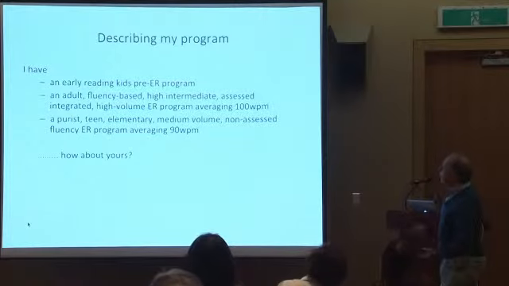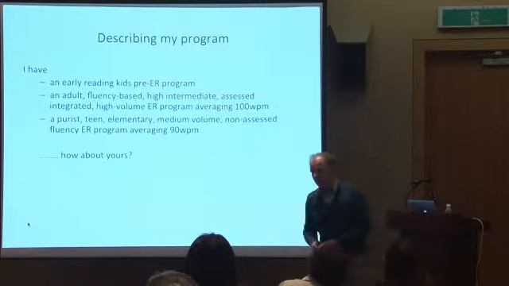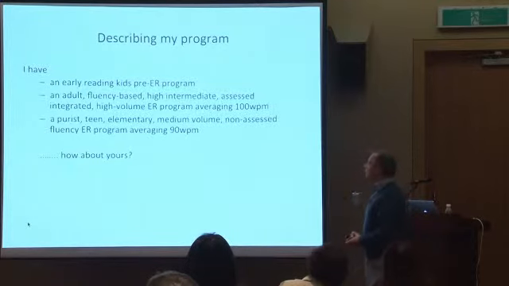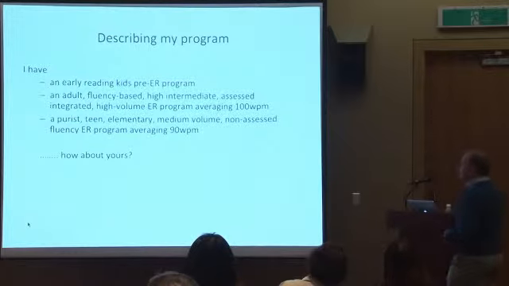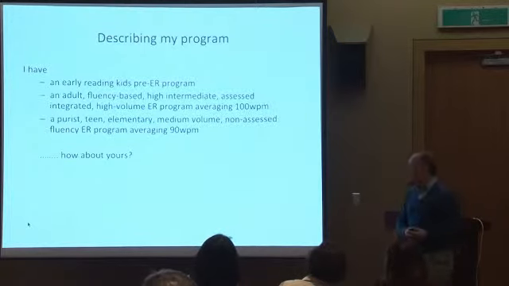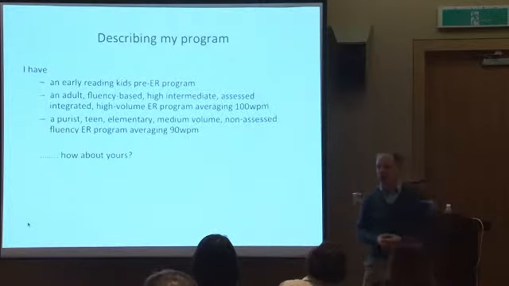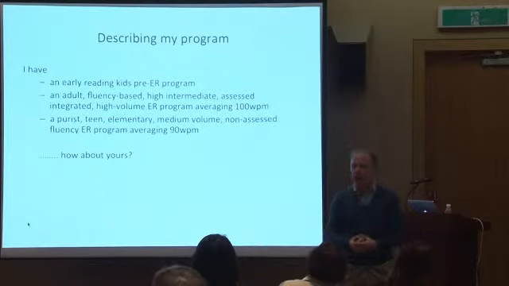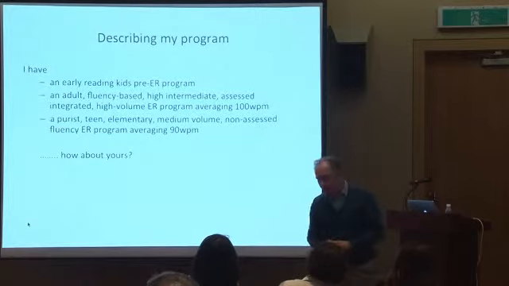So these are examples. You could say, I have an early reading kids pre-ER program. It's clear what you're doing. Or I have an adult fluency-based, high intermediate, assessed, integrated, high volume ER program averaging 100 words per minute. Clearly understand what you're doing. Or I have a purist, teen, elementary level, medium volume, non-assessed fluency ER program averaging 90 words a minute. And if our community can start to use these types of labels, it would be a lot easier for us to compare what you're doing and I'm doing meaningfully.